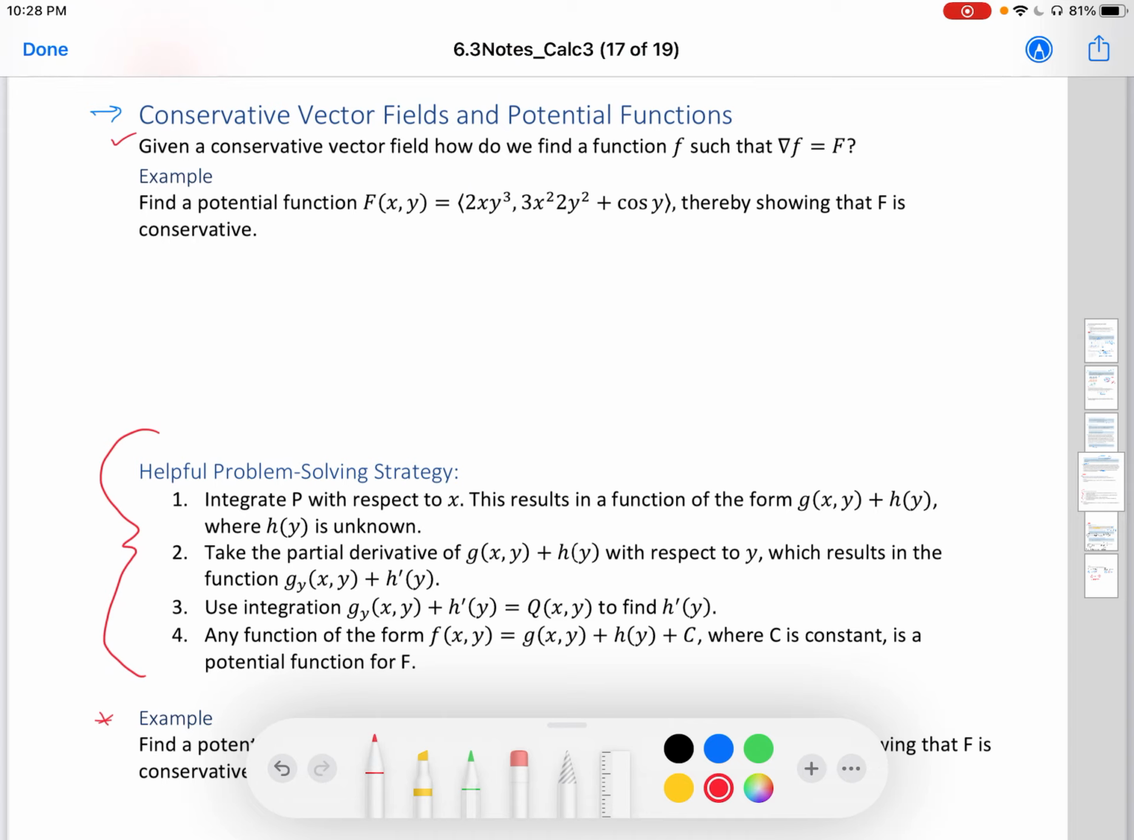To begin, we want to take our function and write our F of x. Our first part is 2xy cubed. Our second is 3x squared y squared plus cosine of y. First we want to integrate F in terms of x. So let me write that step down.